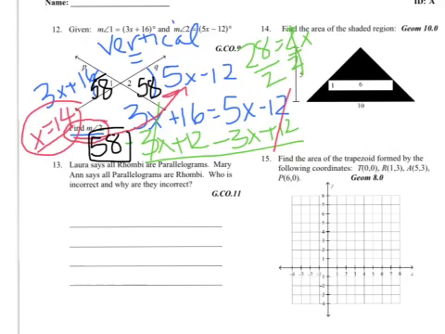In question number 13, it says, Laura says all rhombi or rhombuses are parallelograms. So here's a picture of a rhombus, and it looks a little bit like a parallelogram. But then Marianne says all parallelograms are actually rhombuses. So they want to know who is incorrect.